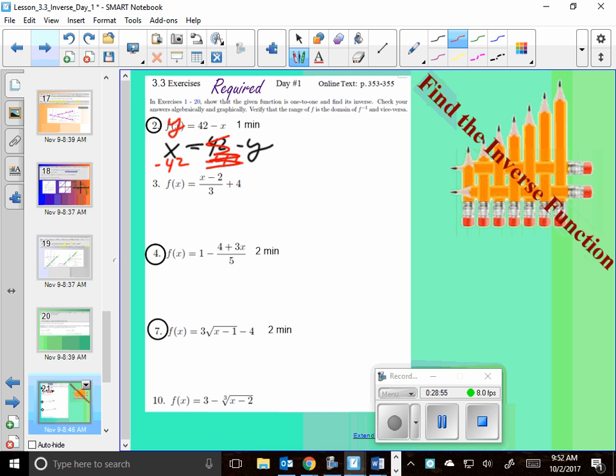Now I have negative y is equal to x minus 42. Now I'm going to multiply everything by negative 1. Y equals negative x plus 42. There we go. That's the inverse.